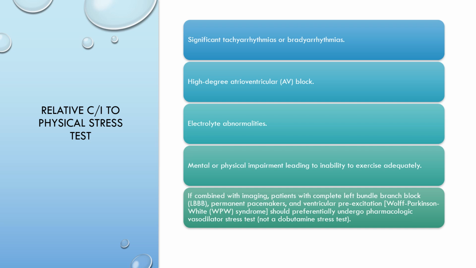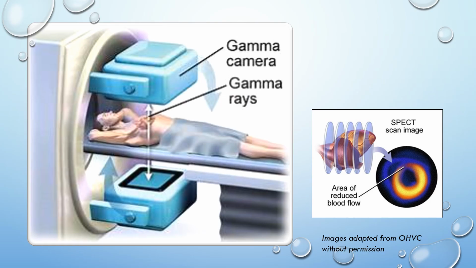We also have a few relative contraindications, and it borders on severe tachyarrhythmias, high degree AV block, electrolyte abnormalities, mental or physical inability, and patients with left bundle branch block and Wolff-Parkinson-White are specifically asked to be scheduled for the vasodilatory pharmacological stress test.